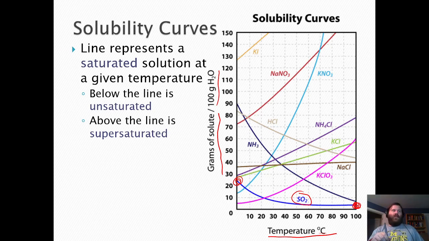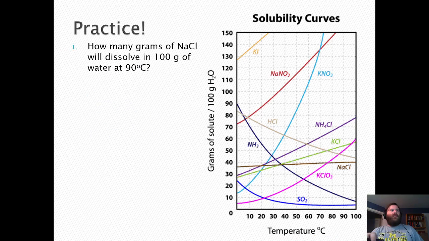Using the nomenclature we just talked about, at any point on this line, that is the saturation amount. Right here at about 50 degrees, the saturation amount for potassium nitrate is about 80 grams. If it's at this temperature and there's more in there, that means we're supersaturated, above the line. And if there's less in there, that means we're unsaturated, below the line. So let's do some practice here.